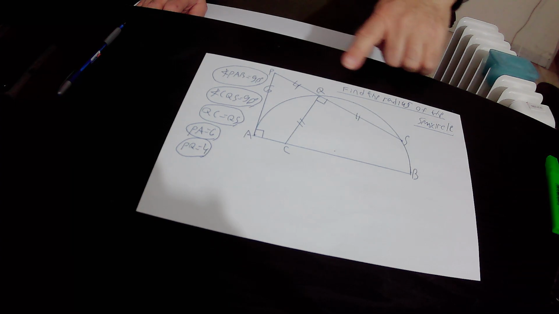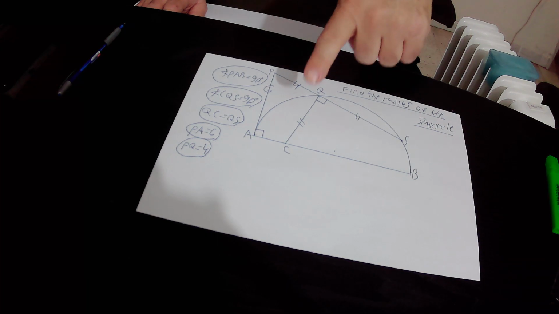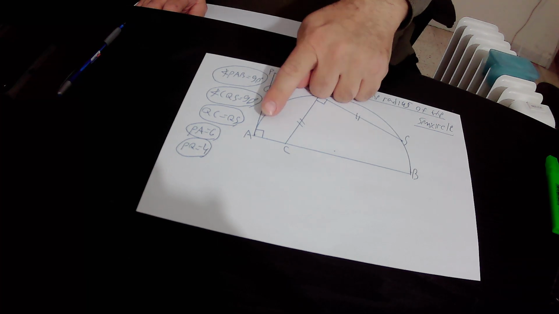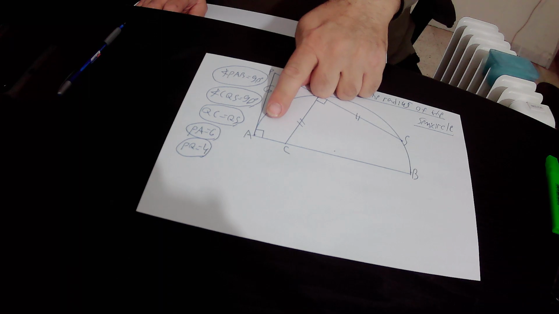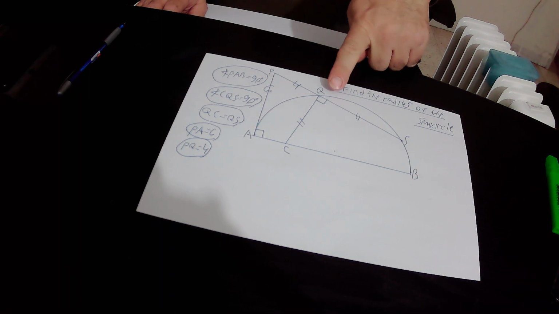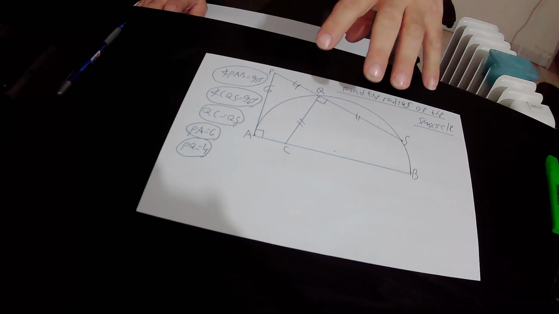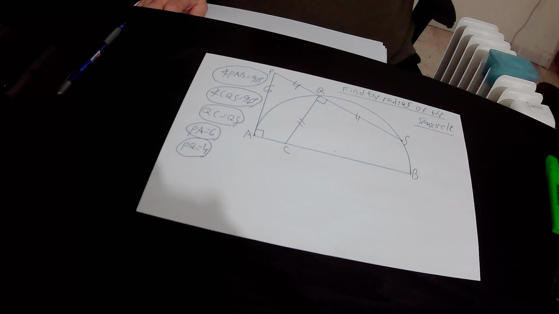We also know that QS equals QC. This angle PAB equals 90 degrees in its size, and this is angle SQC that is also equal to 90 degrees in its size. Our mission is to find out the radius of this semicircle.